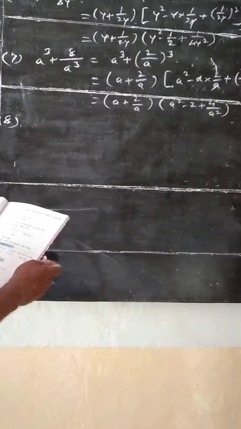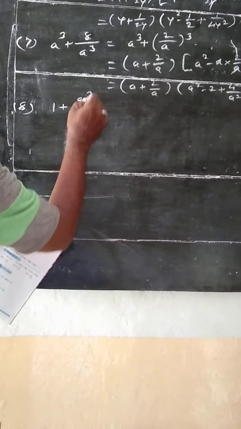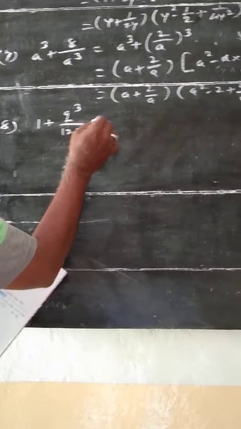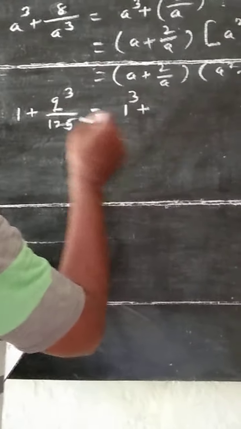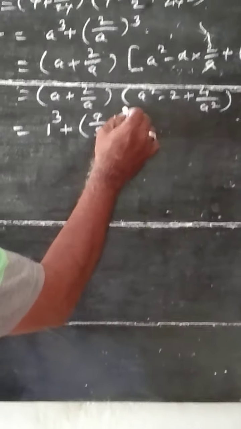Last one is 1 plus q cube upon 125. You write all these examples once again and send me. 1 plus q cube upon 125 is equal to, 1 is the cube of 1, so 1 cube plus this is the cube of (q upon 5) bracket cube, because q cube is the cube of q and 125 is the cube of 5. So (q upon 5) bracket cube.